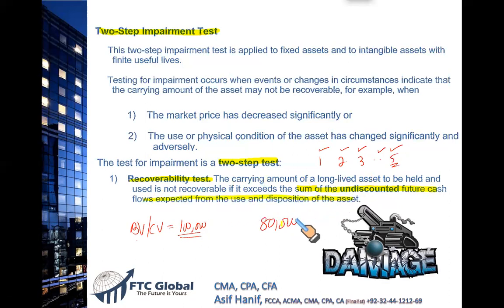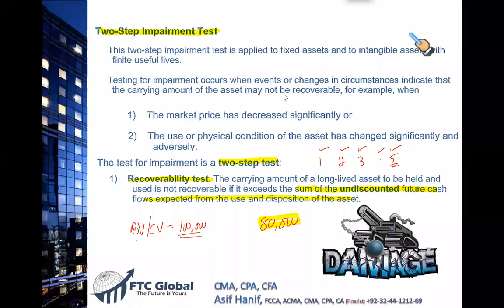Now this 80,000 is called the sum of undiscounted future cash flows, including the disposal proceeds of the asset. When you use this asset in the future, you will receive some net cash flows, including the disposal price. Adding all these cash flows up, A plus B plus C, without any discounting, is called the sum of undiscounted future cash flows. Now, the sum of the undiscounted future cash flows, whatever we will receive from this asset in the future, is 80,000.